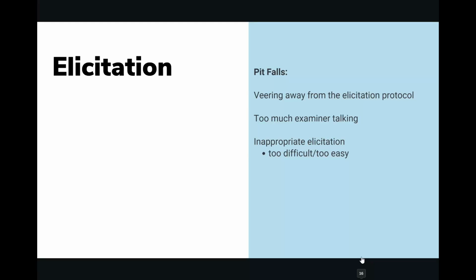The other pitfall that we see once in a while is just an inappropriate elicitation. So really take into account the speaker's age and grade and their linguistic skills. We don't want to give a fifth grader an elicitation or a retell like "Frog, where are you?" that's meant for a kindergartner. That's going to be underwhelming for them and they're going to go off task. Conversely, we don't want to give a kindergartner an elicitation protocol like an expository that is meant for an older speaking student. So we have to find that just right level of elicitation protocol.